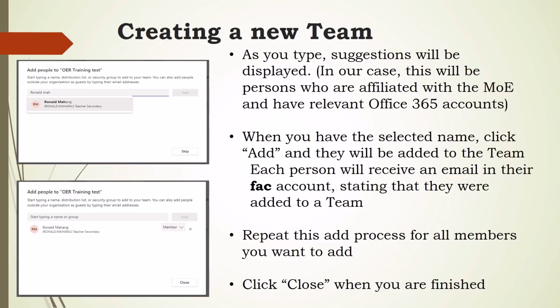To begin adding a member to the team, we simply begin by typing a person's name into the name bar area. As we type, suggestions will be displayed, and in our case, these suggestions will be any teacher who has affiliation to the Ministry of Education and the relevant Office 365 accounts. If the name is there, you will simply select that name and click Add. They will then be added to this team.